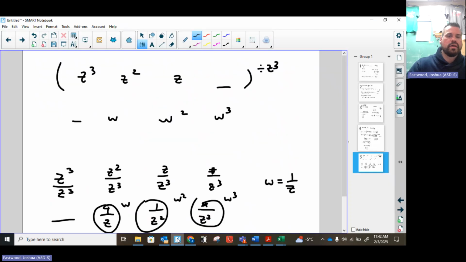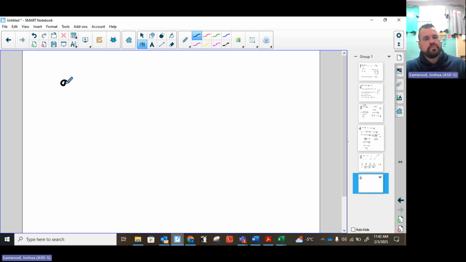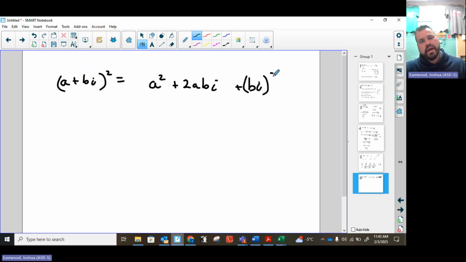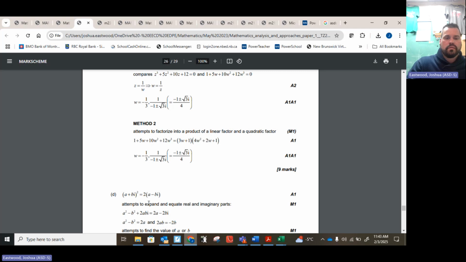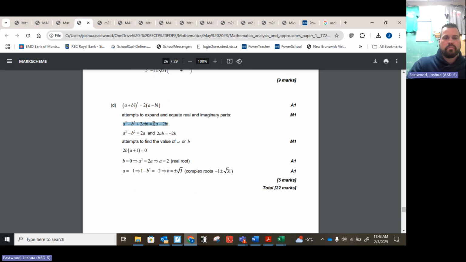So just to clarify that, because sometimes the mark scheme skips a step. I have a plus bi and I'm squaring it. Using the perfect square, I know that it's the first term squared plus 2 times the product of the terms plus the second term squared. What is happening though, is that this i stays, but the i squared is going to make this minus 1. So it becomes minus b squared. So that's where that part comes from.